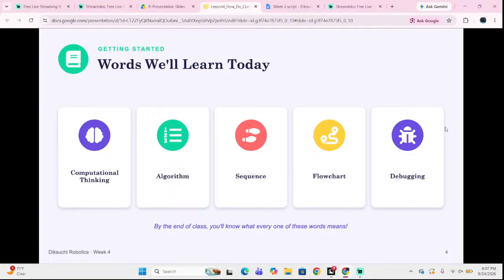Here's my promise to you. By the time this lesson is over, you are going to know exactly what every single one of these words means, and you're going to be able to use them correctly. In fact, at the end of this class, I'm going to quiz you on a few of these. So keep your ears open. Let's start unlocking these words one at a time.